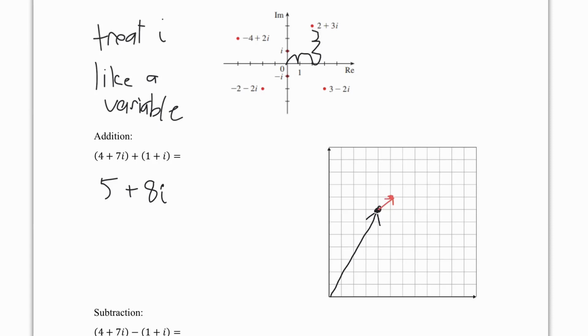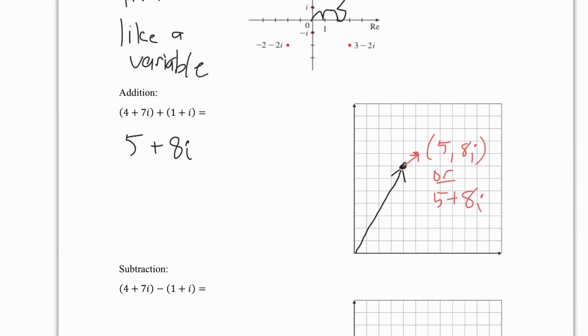And if you look at our final point, it's at 5 and 8i. So there you go. Or another way to write it is 5 plus 8i. So you could almost think of adding complex numbers similar to adding vectors. You put them tip to tail and you draw the first vector and then the second vector. Now, let's look at subtraction.